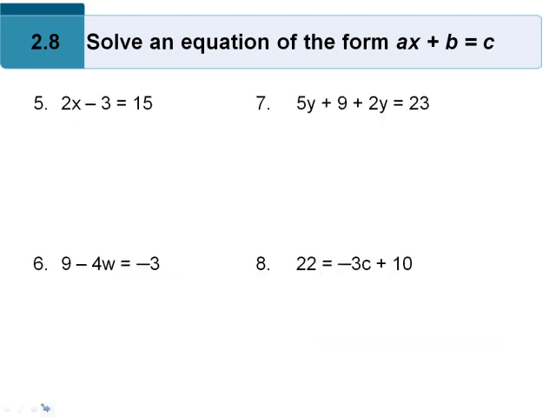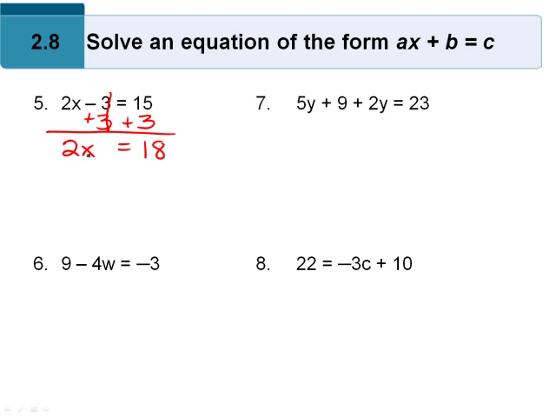So here we have some more to practice on. On number 5, 2x minus 3 equals 15. There's your 2x term, leave that alone. So we need to get rid of the negative 3. So we're going to add 3 to both sides. So 2x is going to come down, the 3's cancel, and 15 plus 3 is 18.